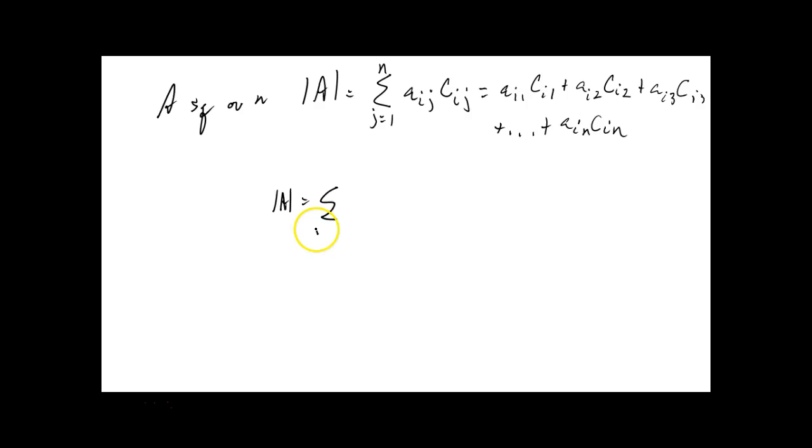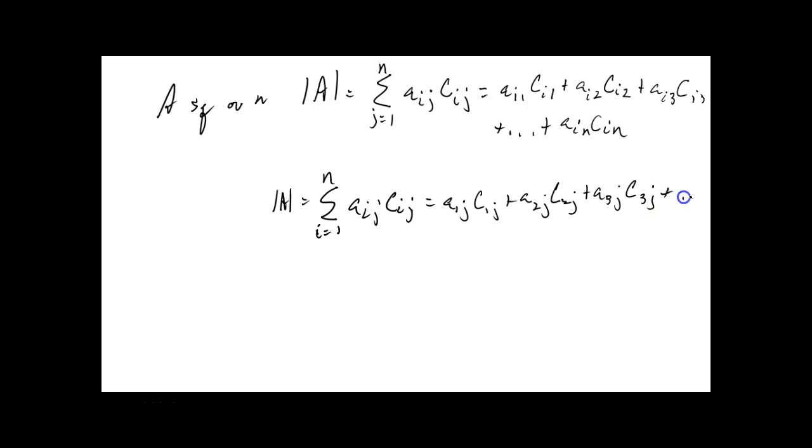Or do the summation where i equals 1 to n of a_ij C_ij, and that would be a_1j C_1j plus a_2j C_2j plus a_3j C_3j plus dot dot dot plus a_nj C_nj. In other words, you're going down a column, the jth column, j somewhere between 1 and n. So it doesn't matter which way you go.